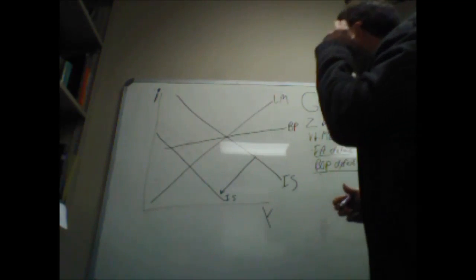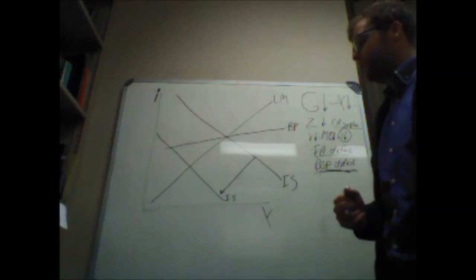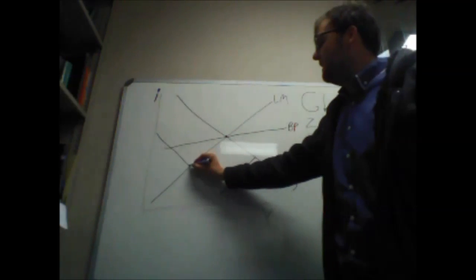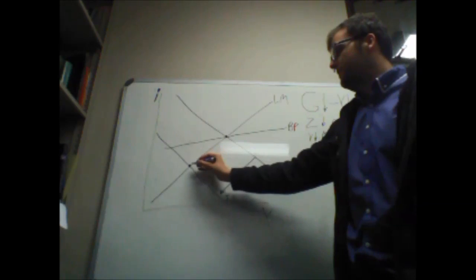Now that you know the BOP is in a deficit, you need to continue with the question. So you've moved from this point to this point, and even on the BP line, you can see you're below the BP line, which is a deficit.